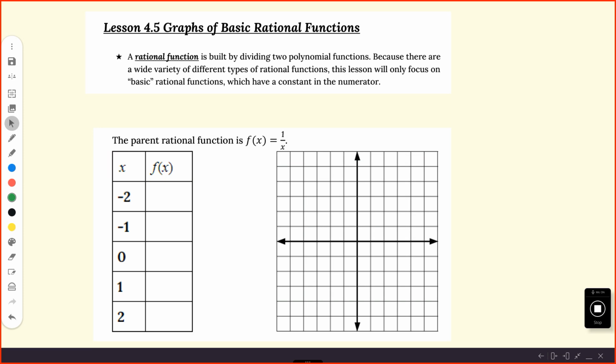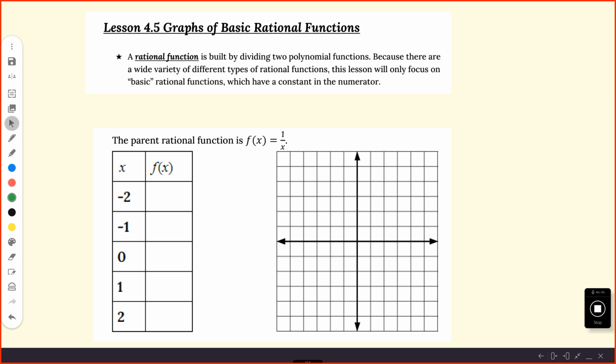Okay, so today we're going to be learning about graphs of basic rational functions. Cole, what is a basic rational function? How do we differentiate a basic and a non-basic rational function? Today we're going to be focusing on the basic ones, but tomorrow we're going to be talking about non-basic. So what's the difference between a basic rational function and a non-basic?